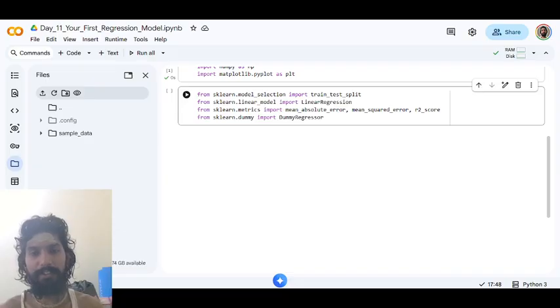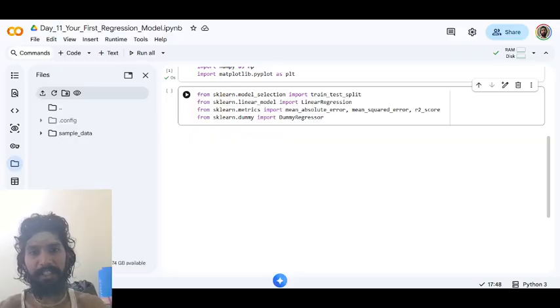Let us understand these imports. Train test split divides the dataset into training and testing sections. Linear regression is the machine learning model that we will train. The three metric functions will help us measure prediction quality. Dummy regressor will create a simple baseline model. A baseline is an intentionally simple approach that gives our machine learning model something to beat.